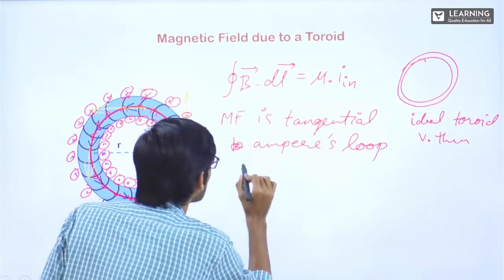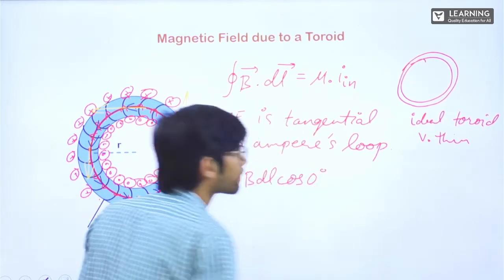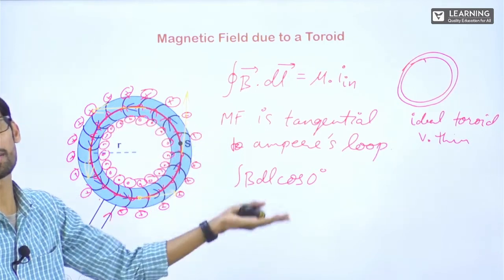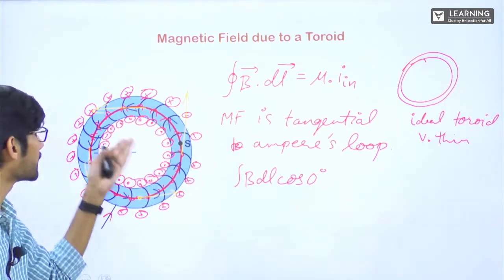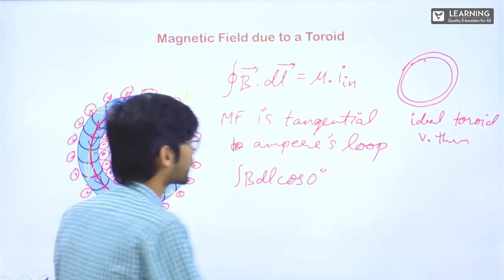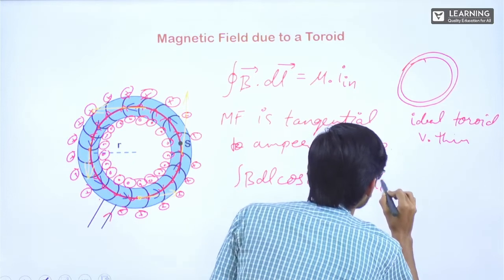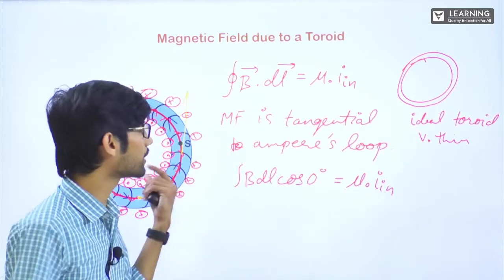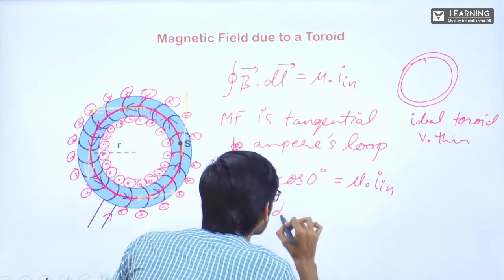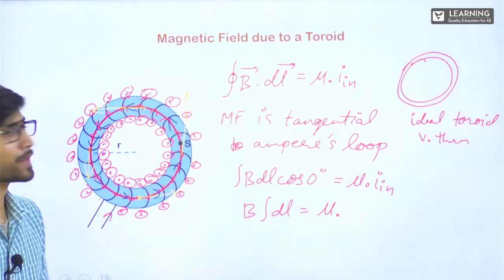So from here, this is integral B dl cos 0 degrees. If you take the direction of the loop opposite, it will come as cos 180 degrees, and a minus sign will come. But then you have to reverse the direction of current also, so minus minus will be cancelled, not to worry about that. That is equal to mu naught into I inside. B will come out, cos 0 is 1, integral dl. B integral dl is equal to mu naught into, how much will be I inside?